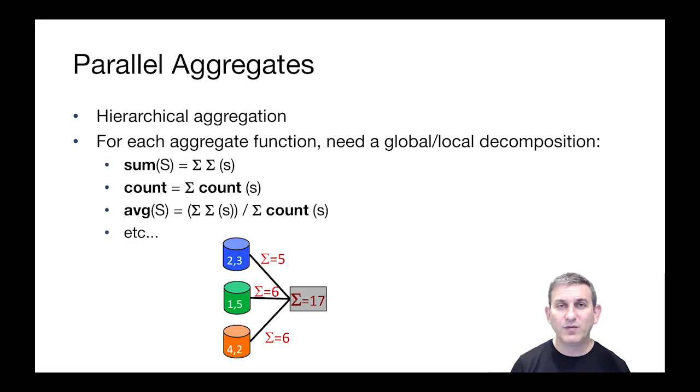Parallel aggregation is something we haven't talked about much, but it turns out to be pretty simple. It starts by having an understanding of how we compute an individual aggregate across multiple nodes. And this is usually done with a scheme called hierarchical aggregation.